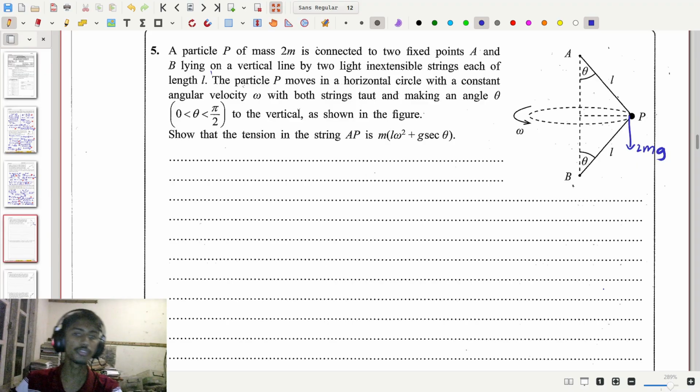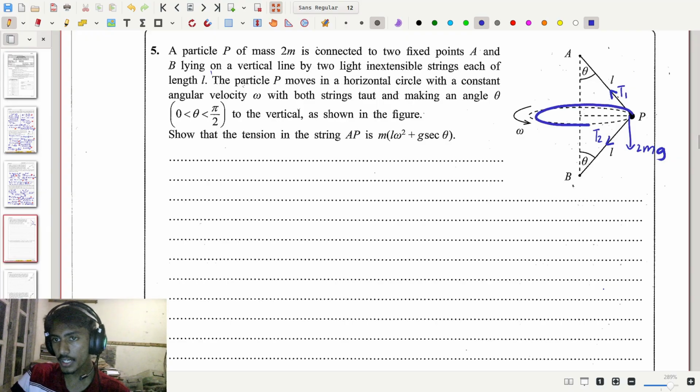Now in addition to this, we are asked to find the tension in the string AP. However, both strings are under tension, and therefore I need to mark tension in the string AP and another tension in the string BP. So therefore, since I want to find the tension AP, I'll mark that tension as T1 like so, and I'll mark the other tension in the lower string as T2.